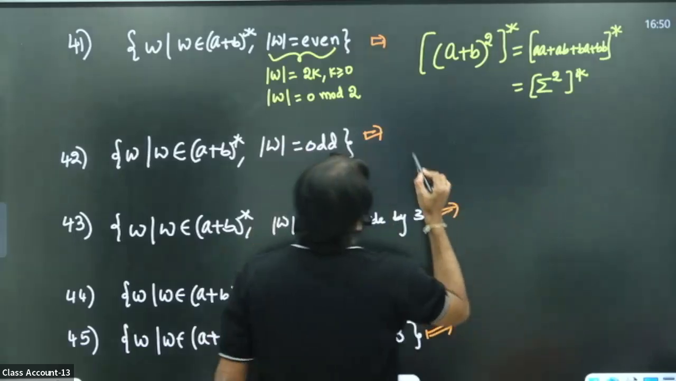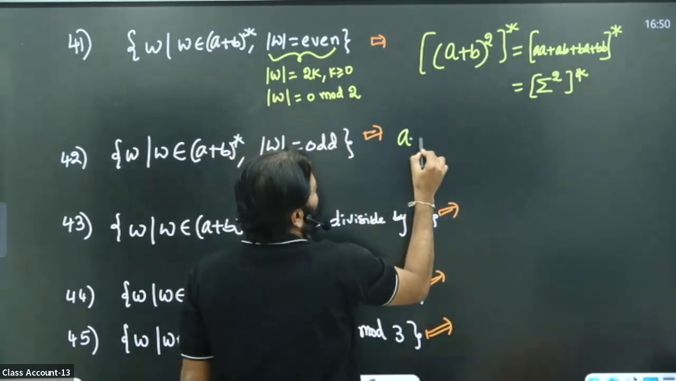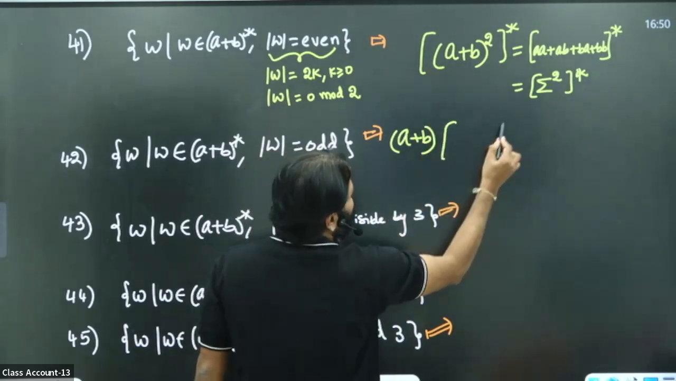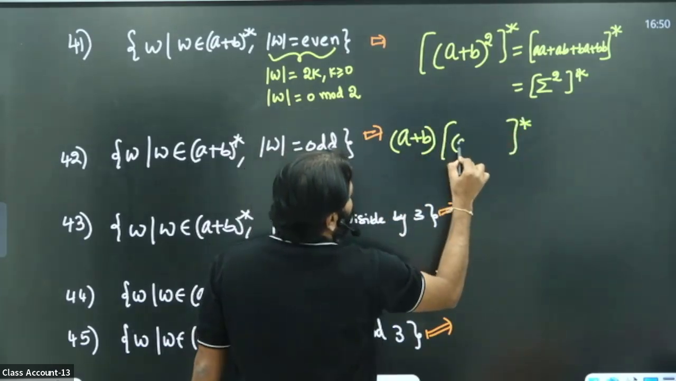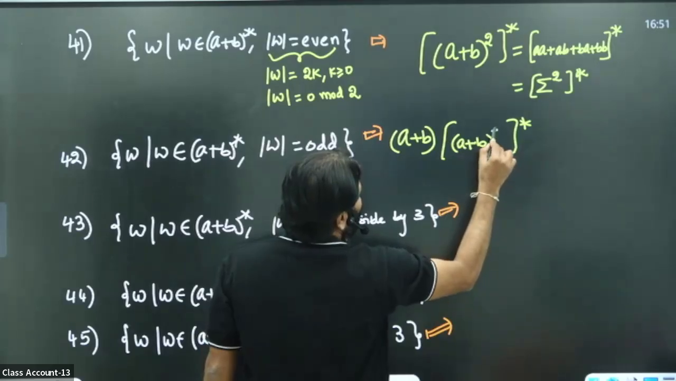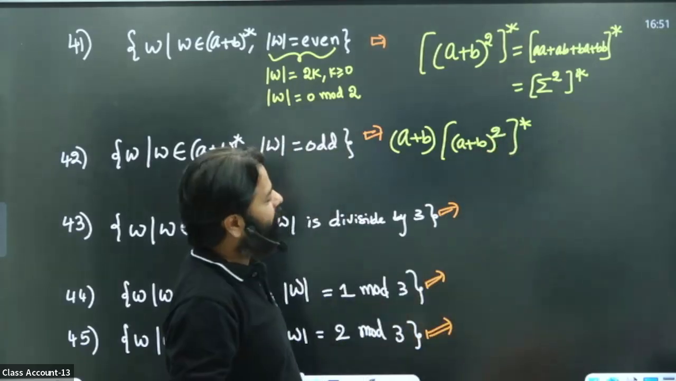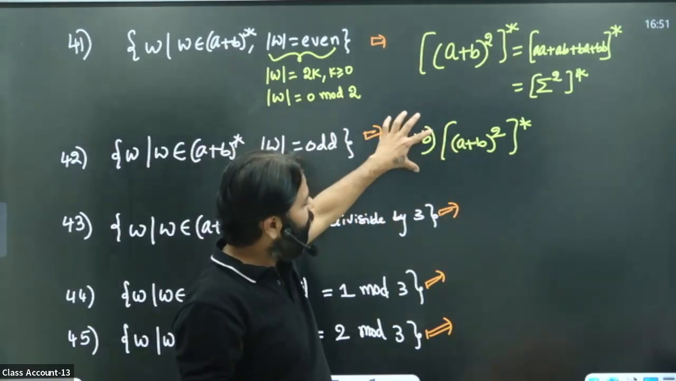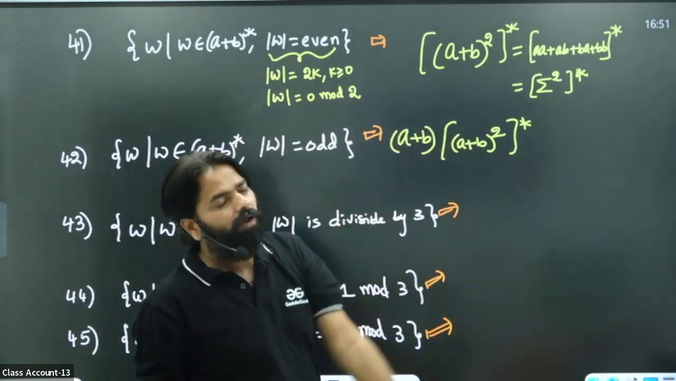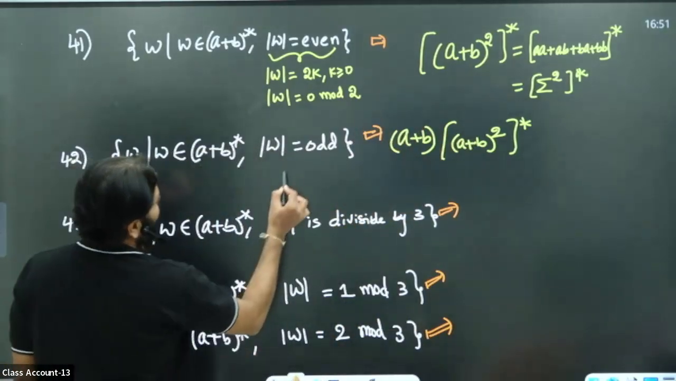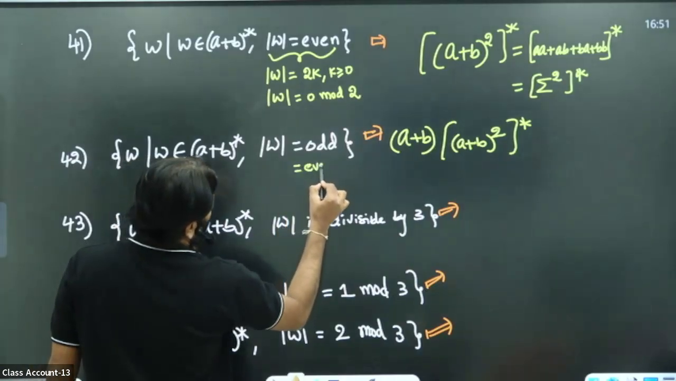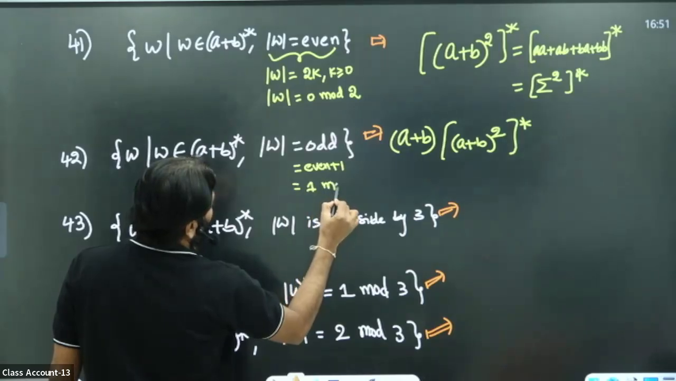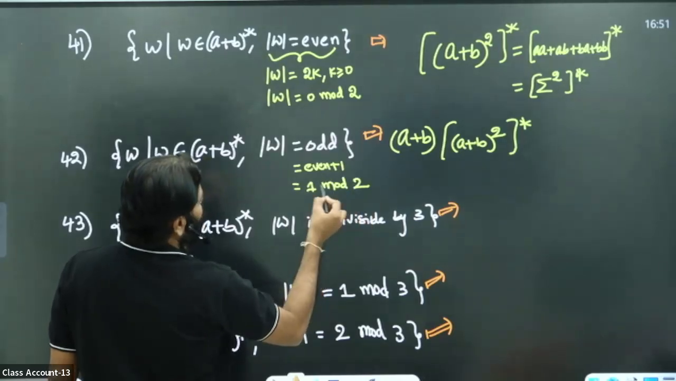For odd length, you just require one more (a plus b) before or after. A plus b extra is required, that exactly you can copy paste. Because even length followed by one length will give you odd length. In mathematics, even plus 1 is odd. Here even length followed by one length, before or after, will give you odd length. This is same as even plus 1, correct? It is same as 1 mod 2. When you divide by 2, you will get a remainder 1.